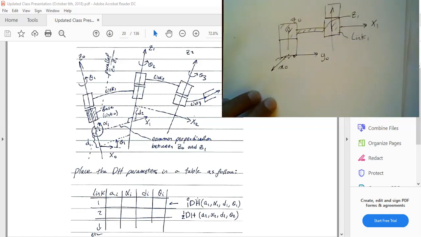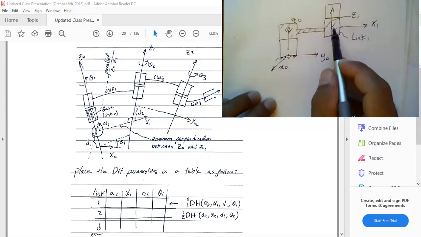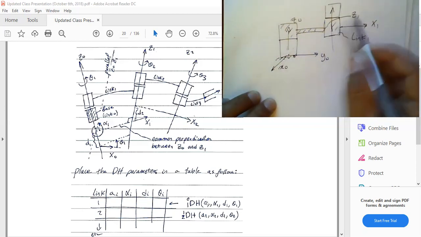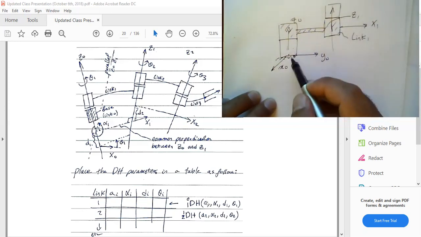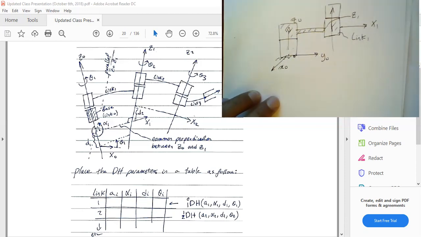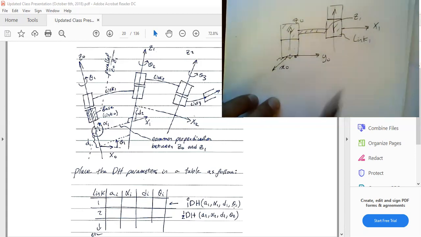Whenever I'm doing my DH transformation, the DH01 will give me the transformation between the base frame, this guy, and that frame. So if I have a vector expressed in that frame, I'm going to be able to express it here. This would be my DH01. I'm going to have A1, alpha 1, D1, and then theta 1 for this guy.